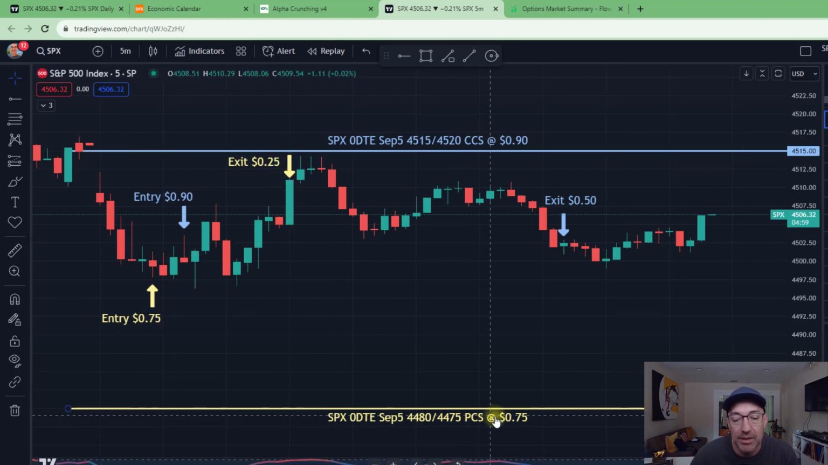So this yellow is the put credit spread I sold for 75 cents. A few bars later, as the market started to move up, I went ahead and sold the call side because, remember, I didn't think the strength of the bull side was going to be very strong.